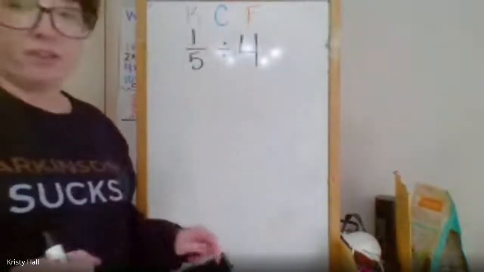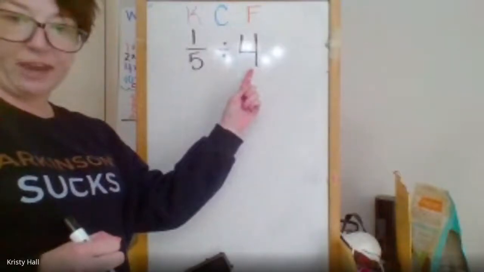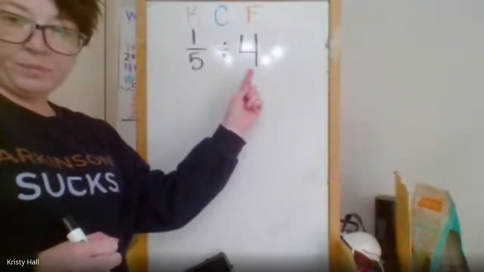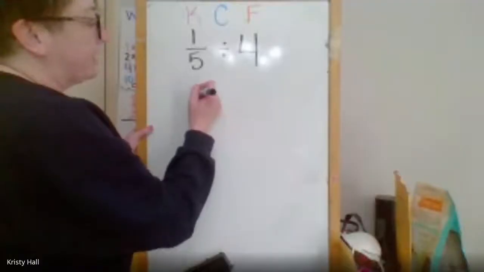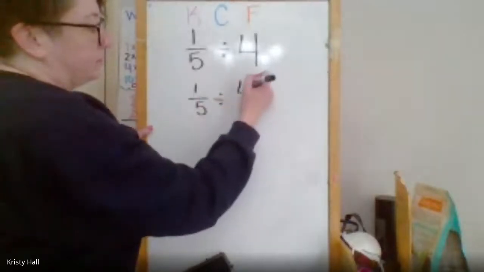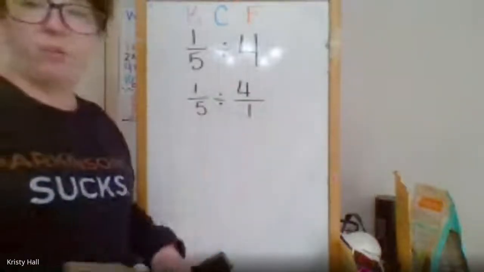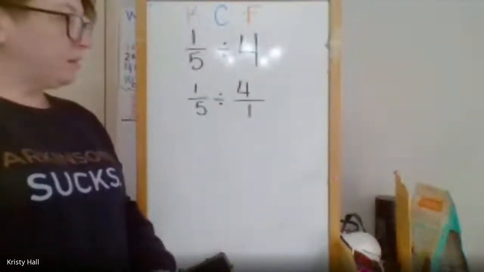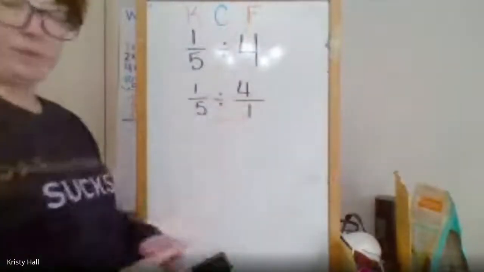Okay. Now the first thing I'm noticing is that here I don't have a fraction to flip. So how can I make this a fraction to flip? You can change it to 4/1. Yep, 4/1, exactly. To make a whole number into a fraction, you just put it on top of a 1. Perfect.